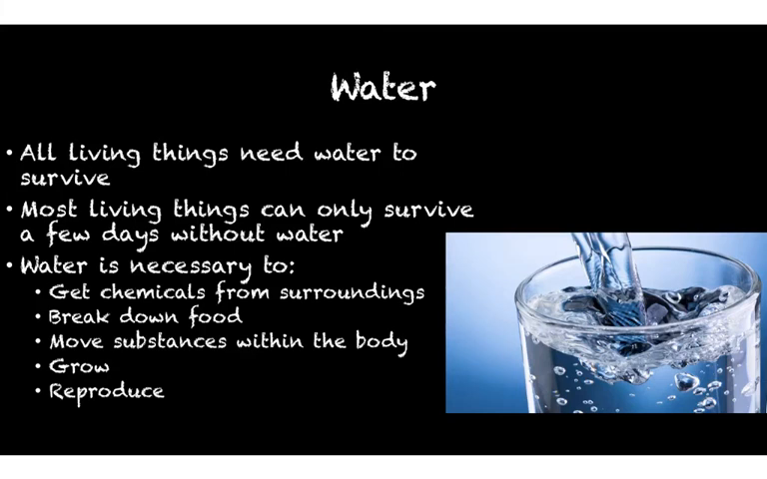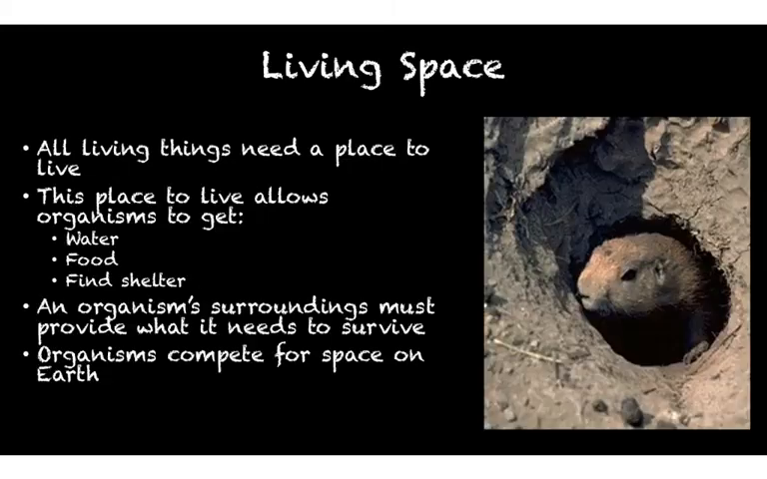So we can see that water is very valuable in the body. It's necessary for a number of different processes within the body, and organisms on Earth cannot survive without water. So we so far have water and food that are essential to survival of organisms on Earth. In addition to those two things, living spaces are also necessary for survival on Earth. So all living things need a place to live.